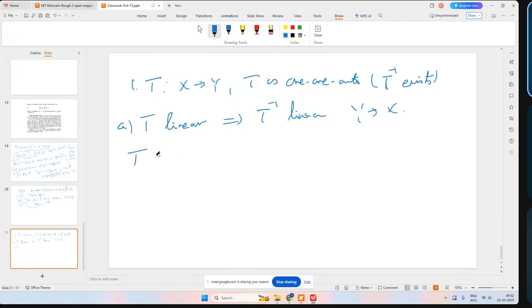T open map implies T inverse is continuous. This I have also told you. Why?